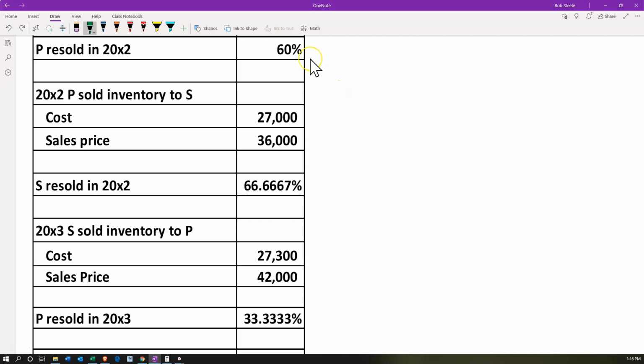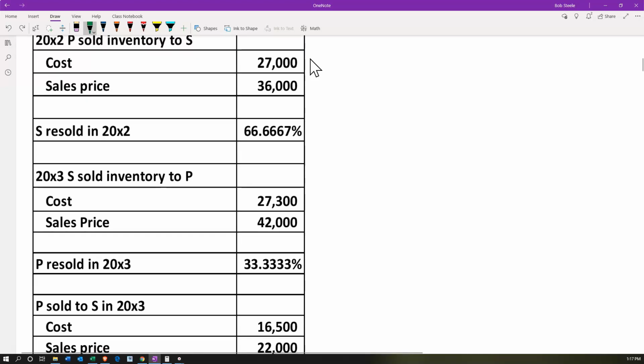So now they're giving us the amount that was resold. Remember here, they could give us the amount that was still in ending inventory, or the amount that was resold, or a percent that's still in ending inventory, or the percent that's resold, and we should be able to figure out what we need to work the problem.